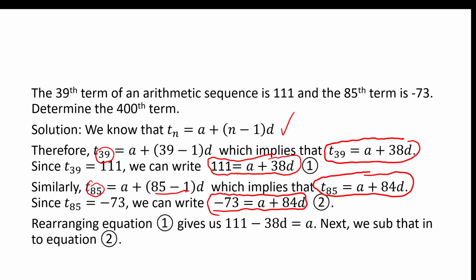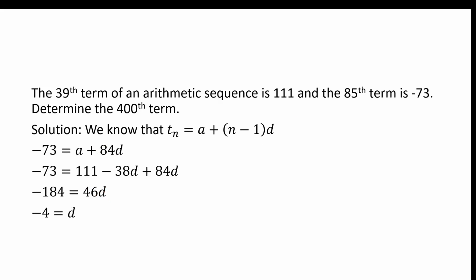And rearranging equation 1, what we've got here, if you look at equation 1 and equation 2, is two equations with two unknowns. So we're going to use either the method of substitution or elimination. I'll use the method of substitution. So what we're going to do is solve for A, rearranging equation 1, which is the one I'm circling here. We see that A is equal to 111 minus 38D, just bringing that 38D over to the other side. And we're going to now take that expression for A and sub it into the second equation.